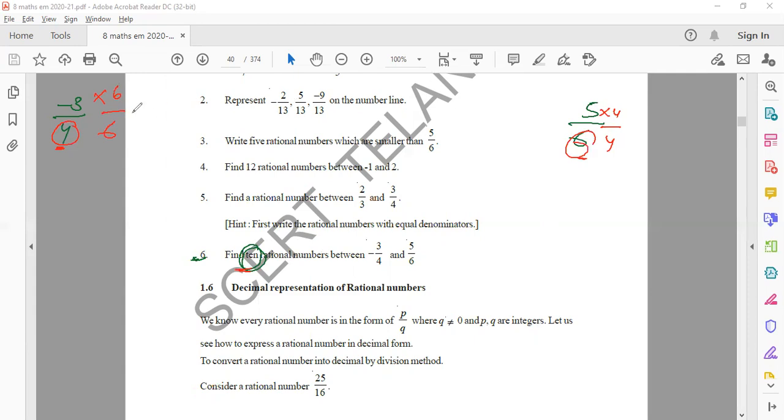Now the denominators must be the same. 3 times 6 is 18, so minus 18 by 24, and 20 by 24. In between, what are the numbers possible? After minus 18, minus 17. Now I'll write it simply: minus 18 by 24 and plus 20 by 24.